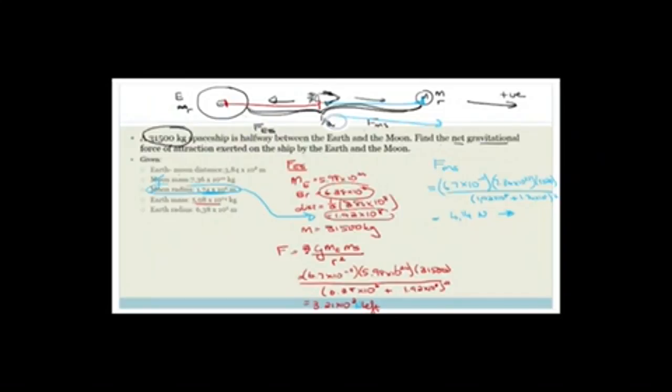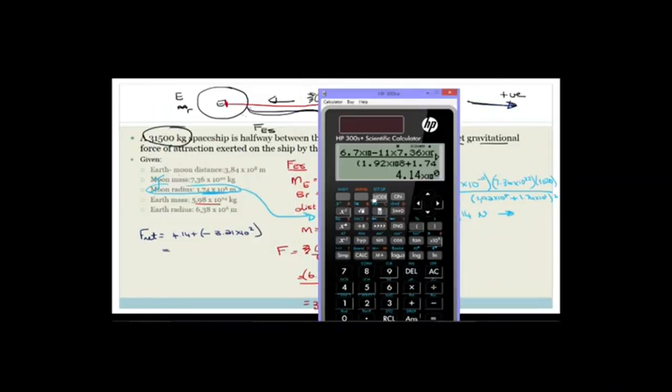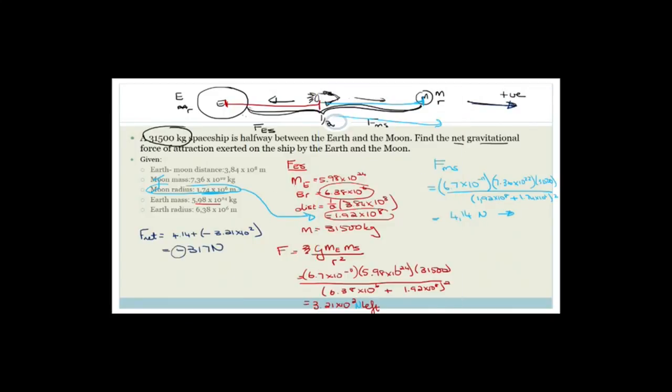So now it says, what is the net gravitational force? Well, remember, it's the sum of both the forces. So F net is going to be the sum of the forces. And remember, we said that this direction was positive. So it's going to be 4.14 plus minus 3.21 times 10 to the 2. Now all we have to do is put that in our calculators again. So 4.14 minus 3.21 exponent 2, which I'm really hoping you know is 321 anyway. And that becomes minus 317. So it's minus 317 newtons. But remember, what does this minus mean? The minus means towards the Earth. So therefore, the net force is 317 newtons to the left.